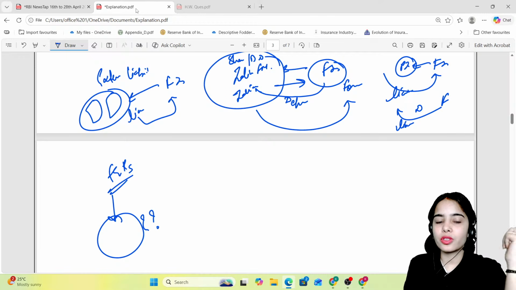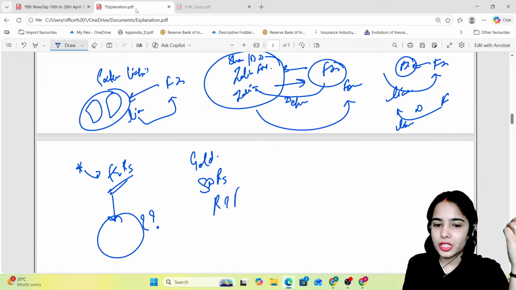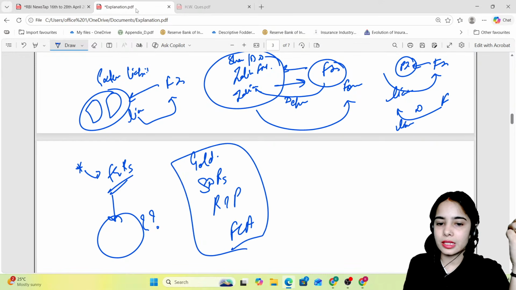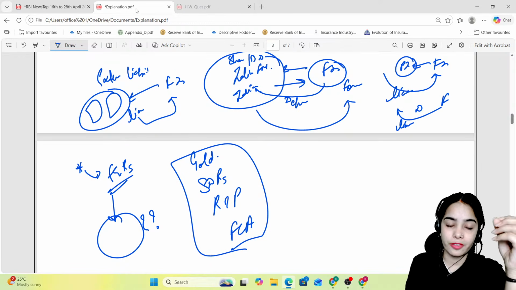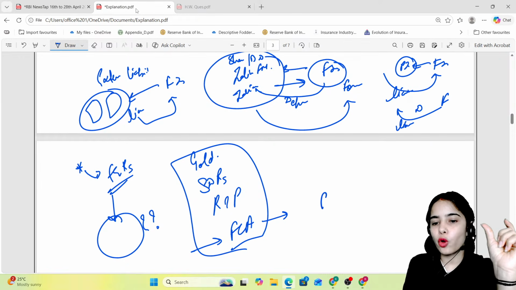The highest component is of what? In the foreign exchange reserves, the highest component is of gold, SDRs, or the reserve tranche position or the foreign currency asset. We have just discussed it in today's session. Foreign currency asset. Very good. In the foreign exchange reserves, the highest component is the foreign currency asset.